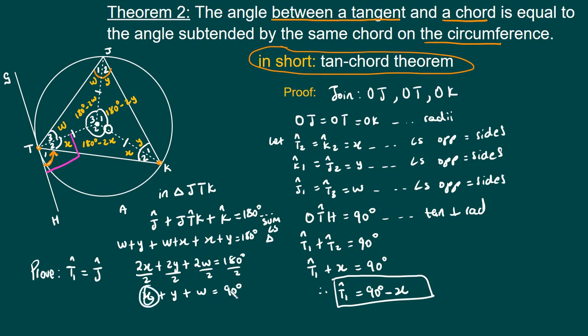So you're going to take this x to the other side. You're going to have w plus y being equal to 90 degrees minus what? Minus x. Can someone tell me which angle is w plus y? J. It's angle J, right? It's angle J. That is w plus y. So angle J is 90 degrees minus x. What do you know? So therefore, you conclude to say angle T1 is equal to angle J. You have proved the theorem.